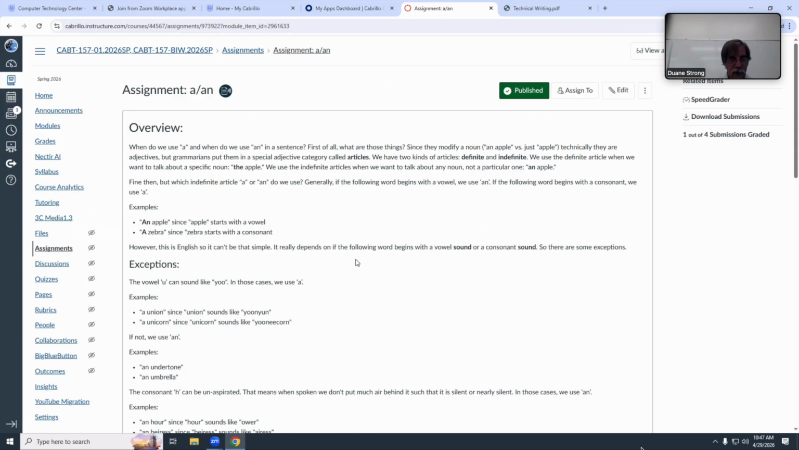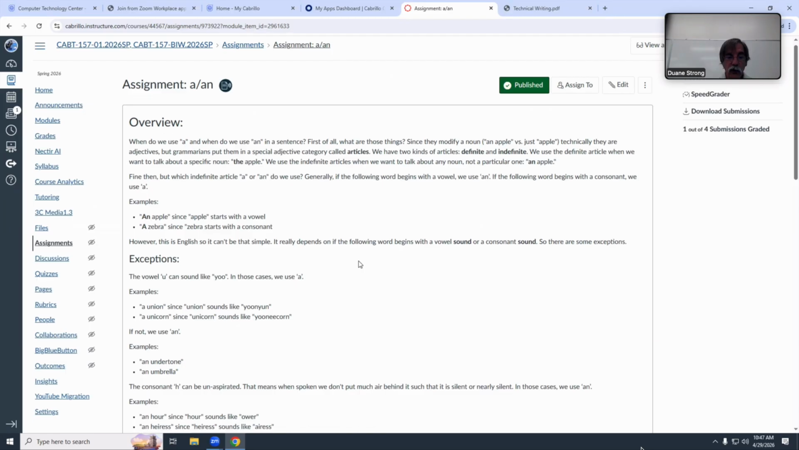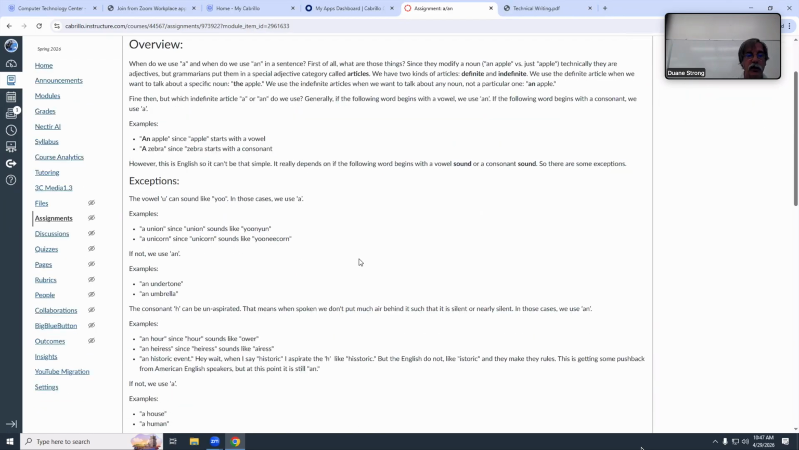Here's a couple of the exceptions. The vowel U can sound like "you," or it can sound like "uh." In the case where it sounds like "you," sort of a Y sound, we use "a" as if it were a consonant, because Y is a consonant. So here are some examples: a union, since union starts like "yoo-nion." A unicorn, since unicorn sounds like "yoo-nicorn."